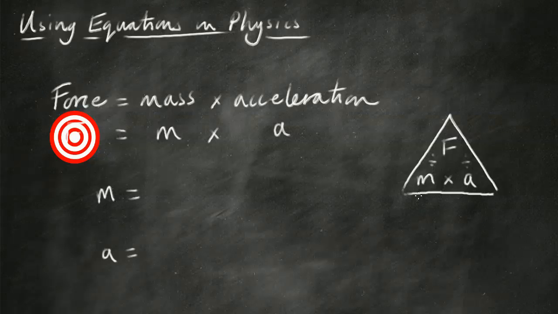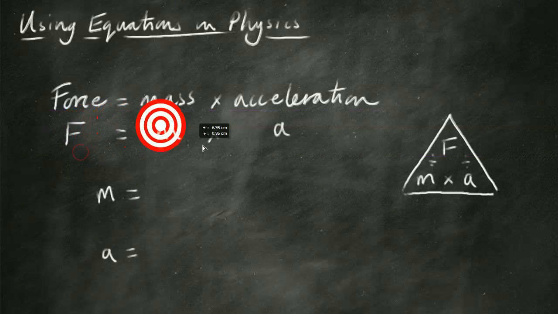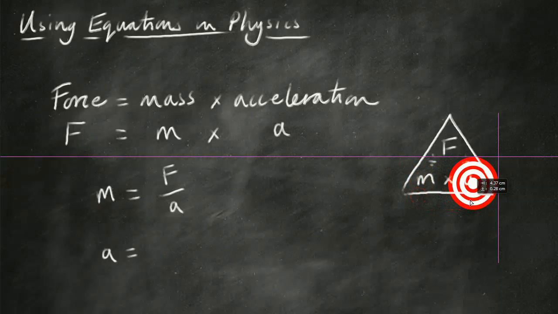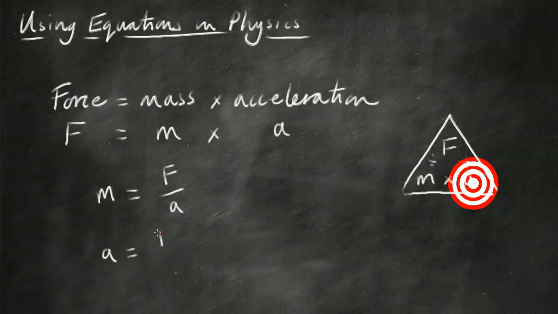Now I'm ready to use the same idea to actually work out what the equation for mass is and then the equation for acceleration. So covering up the m, I've got F divided by a, force over acceleration. And if I want an equation for acceleration, I do a similar thing, covering up the a, and I see F over m, F divided by m, force divided by mass. And I hope that makes sense.